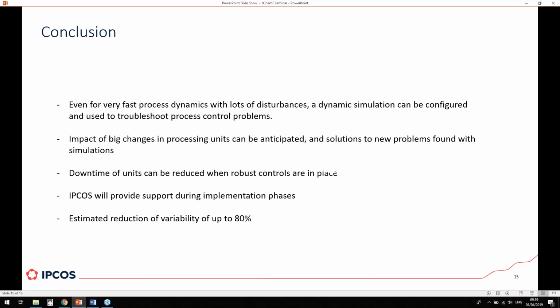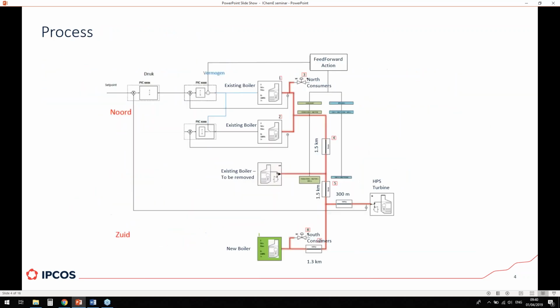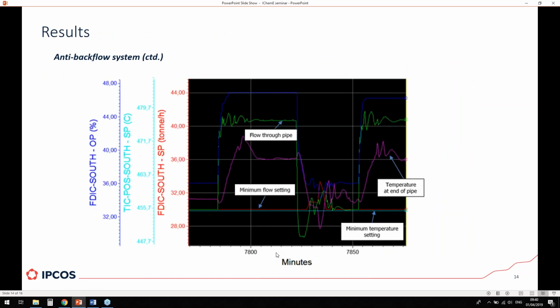So, conclusions. Even for very fast process dynamics with lots of disturbances, which is the specific case of a steam network, a dynamic simulation can be configured and used to troubleshoot process control problems, as I just discussed. The impact of big changes in processing units can be anticipated, and solutions to new problems found with simulations. And I think that's what I started with. This is a huge network. We're talking about over 40 kilometers of pipe, and they're removing a huge steam boiler and replacing it with another. Let me go back quickly to that. Between the location of this steam boiler and the new boiler, we have 2.8 kilometers of distance. So the impact in the network is important, and we were able to simulate that as well.